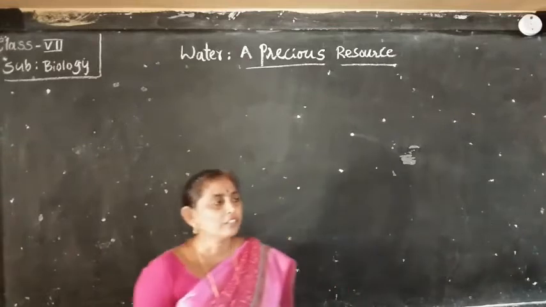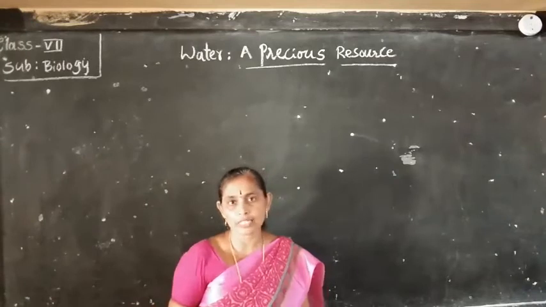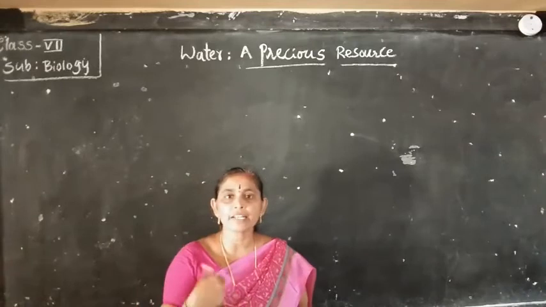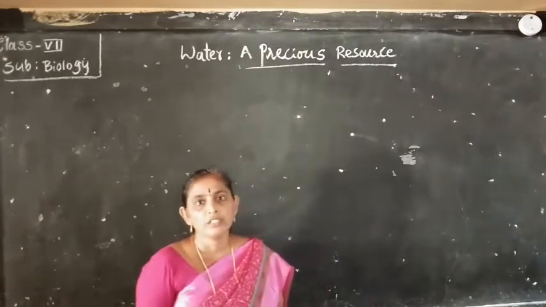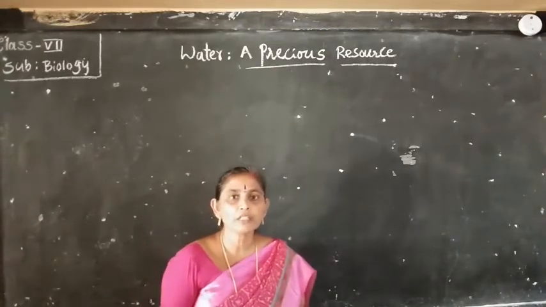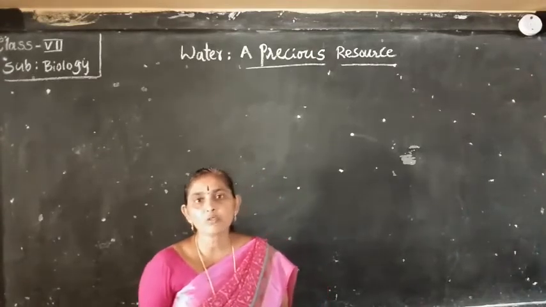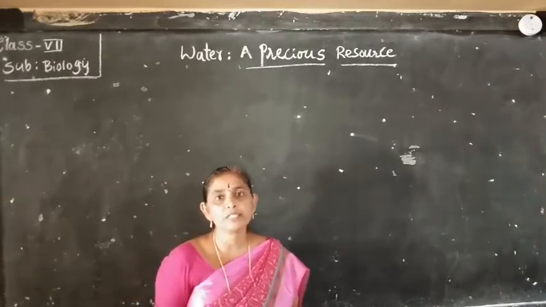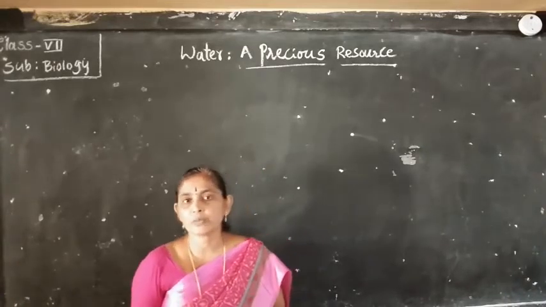In the last session we discussed the topic of respiration in organisms. Respiration means taking in oxygen and releasing carbon dioxide. It also has different types: aerobic respiration and anaerobic respiration. Aerobic respiration is carried out in the presence of oxygen. For example, plants, animals, humans, all living organisms carry out aerobic respiration.